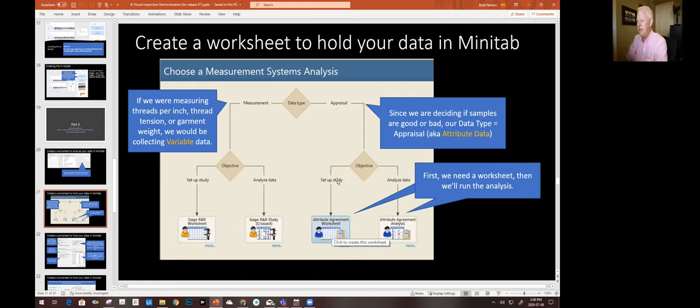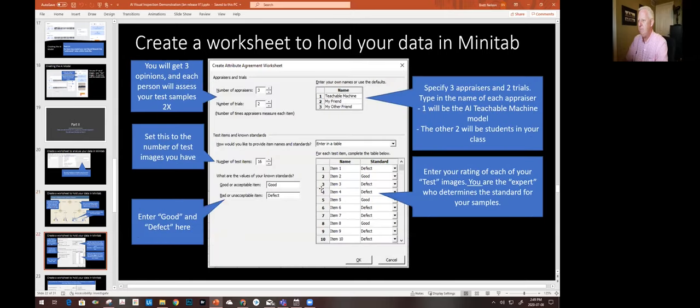You can set up the study and analyze the data. And so in setting up the study, it'll create a worksheet for you. That's always a good place to start. Define the number of appraisers. Now for my exercise, I did three. I did the Teachable Machine, artificial intelligence. Then I looked at the parts myself, and I actually got my daughter to look at the parts as well. So there's three appraisers. We each checked them twice.